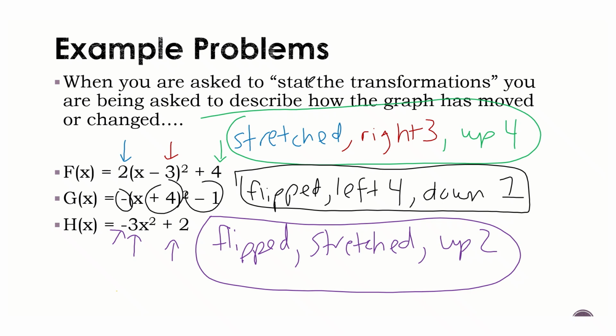You should not be giving me a number. You should not be solving stuff. This is what it means to state the transformations.